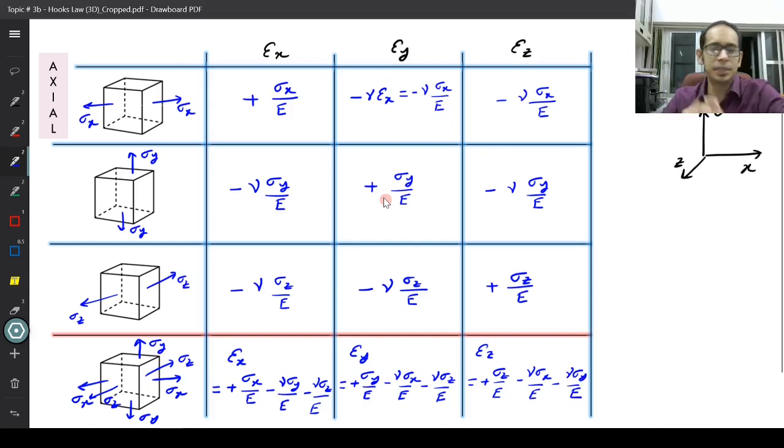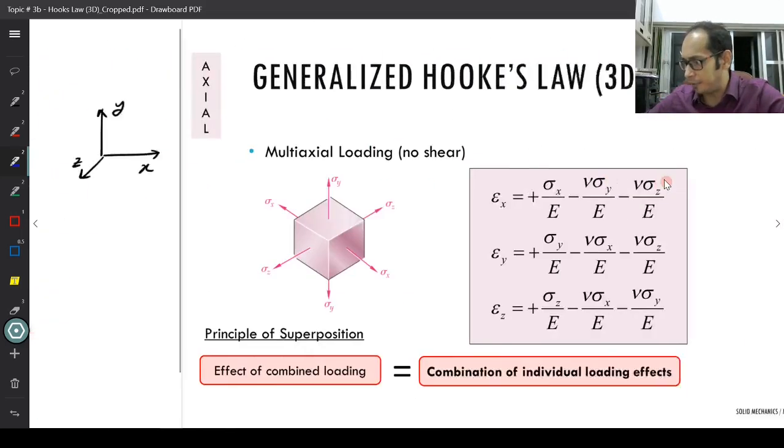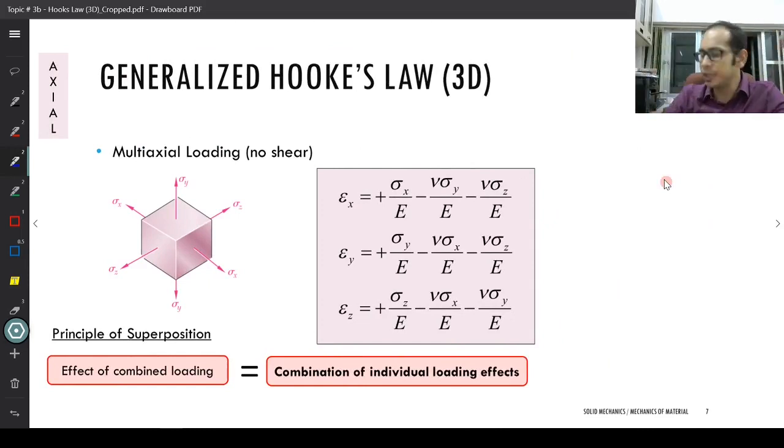I hope this is clear, how we derive this, right? Now, to give you a cleaner slide with the expressions properly written out, this is what we have. What we just derived is that for the generic case of loading, where we have sigma x, sigma y, and sigma z, these are the expressions that I get. And this is extremely important. This is the generalized Hooke's law.